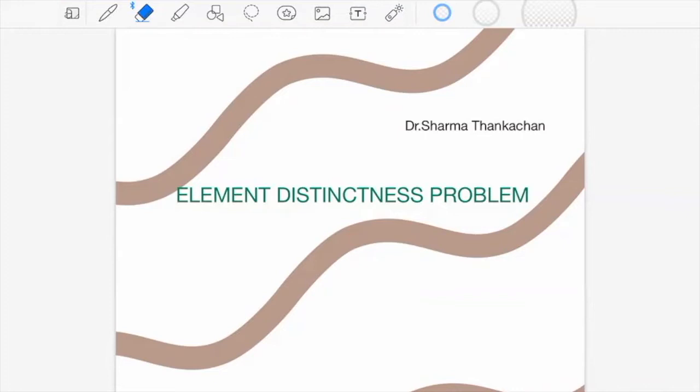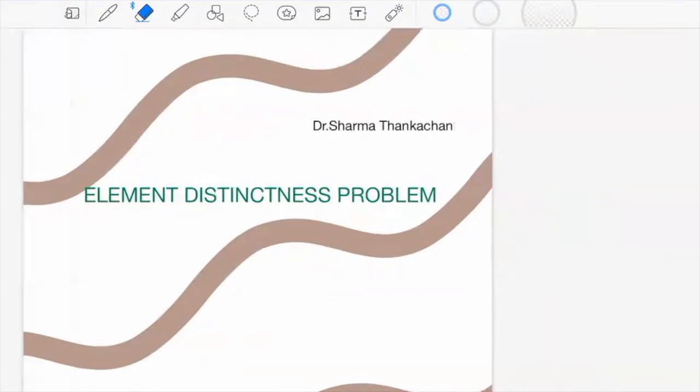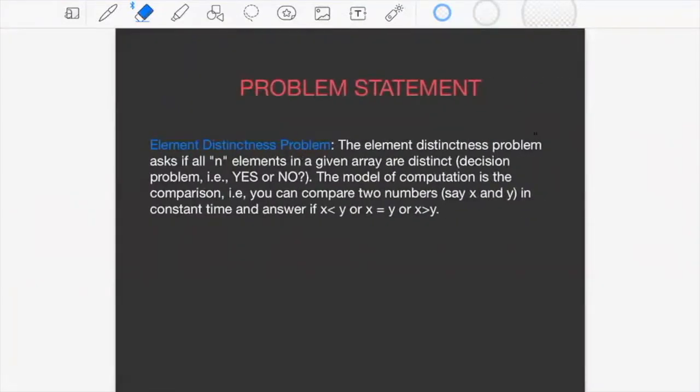This problem is given to me by instructor Dr. Sharma Tankachan, to prove the lower bound for the element distinctness problem. Basically, the problem statement is that if there are n elements in a given array, we have to find the distinctness between the elements in an array. So we have two solutions: either the elements are distinct or not distinct. So we are taking it in a yes or no manner.